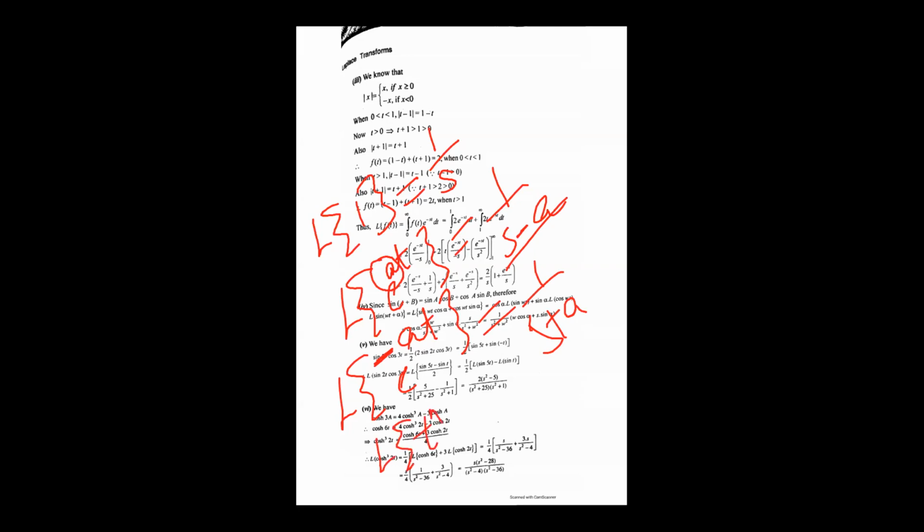Now t power n has two formulas. One is n factorial by s power n plus 1, where n is a real number. Suppose n is a fraction, then go to the second formula, gamma of n plus 1 by s power n plus 1. So for t square, take the first formula. Root t means t power of 1 by 2.